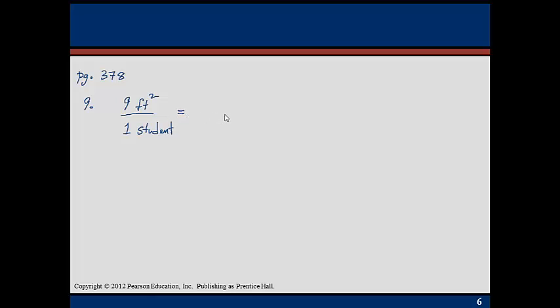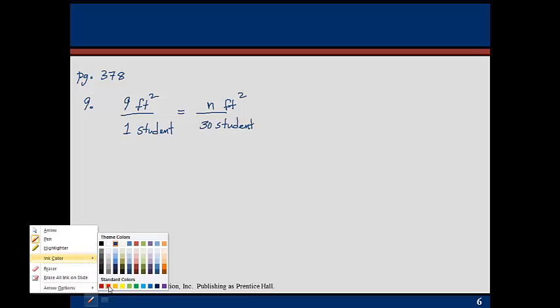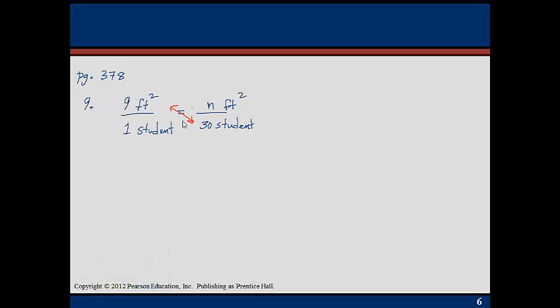And then the problem, it says find the minimum floor space. So we don't know this, so we call it n. That 30 students require. So 30 students on the bottom. So this is your proportion. So now we're going to solve it. Cross multiply. So 9 times 30 is 270 equals n times 1, which is n. So since there's just 1 in front of n, we do not have to divide by 1. So n is just going to equal 270 square feet.